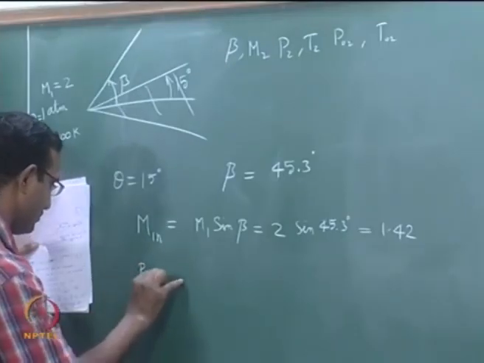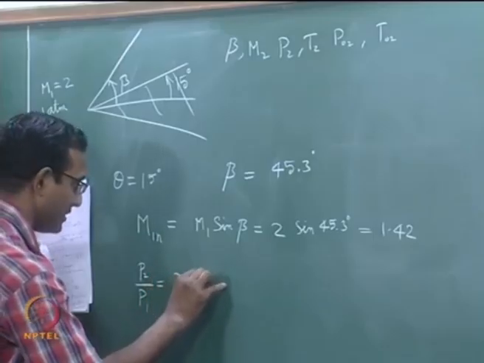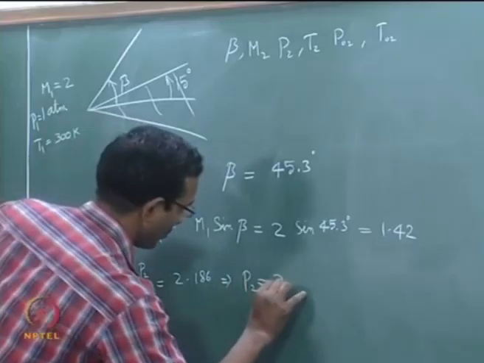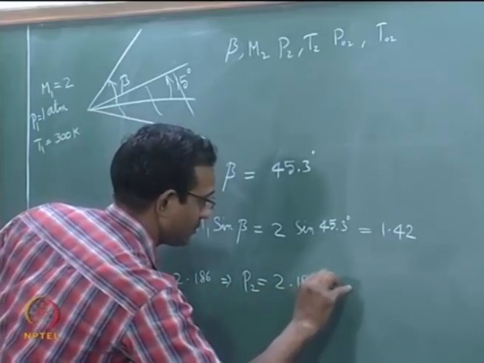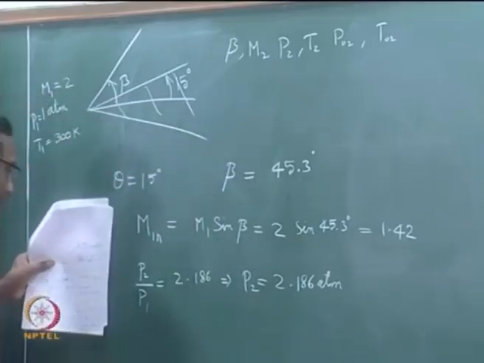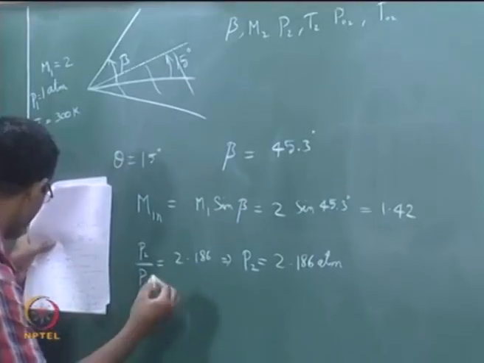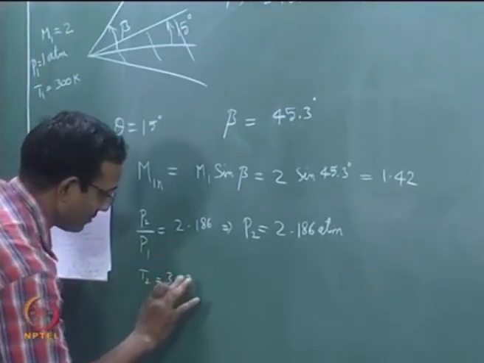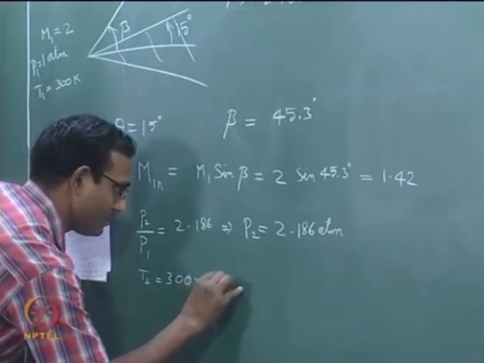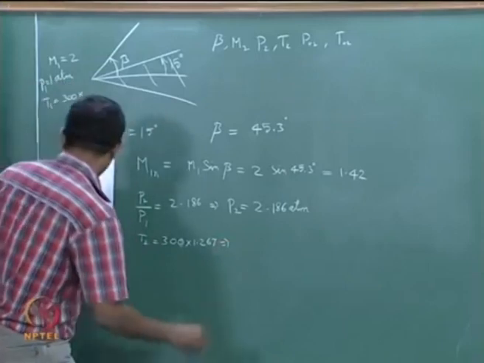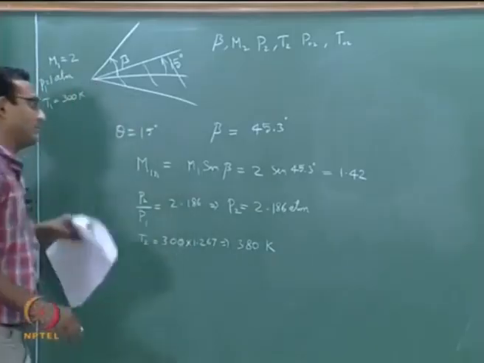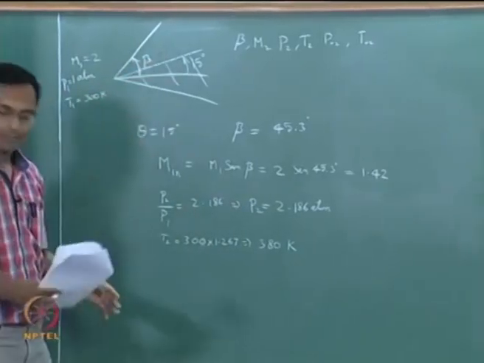So I will get P2 by P1 is equal to 2.186, which implies my P2 is equal to 2.186 atmospheres, because P1 is 1 atmosphere. And T2 by T1, I will just directly write T2 equal to 300 times 1.267, that is going to give me 380 Kelvin. That will be the temperature across the shock.